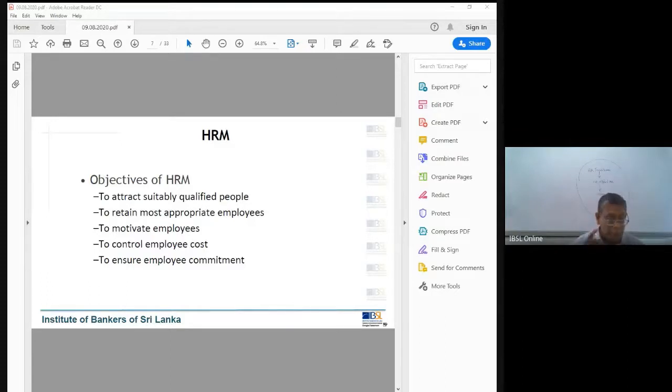Right. So now I think you understood what you mean by HR. All these functions will facilitate achieving your organizational objectives. Clear? Anything you need to clarify up to this point?